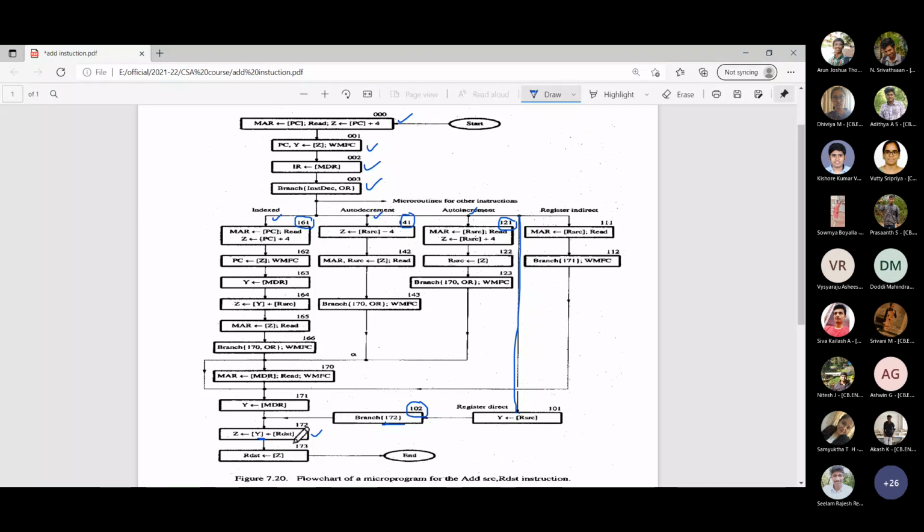You can finally add it to the content of the destination register, and then the result will be stored in Z, and from Z you can put the result in the destination register. So no matter what the addressing mode is, you can have slight modifications in the way the micro instructions are written, so that these instructions are common for all. Since these instructions are common for any type of add instruction, you can have them written commonly in one address location, and then you can have a micro branching that jumps to that address location.